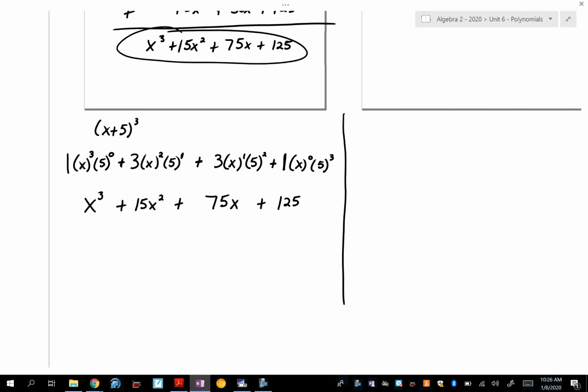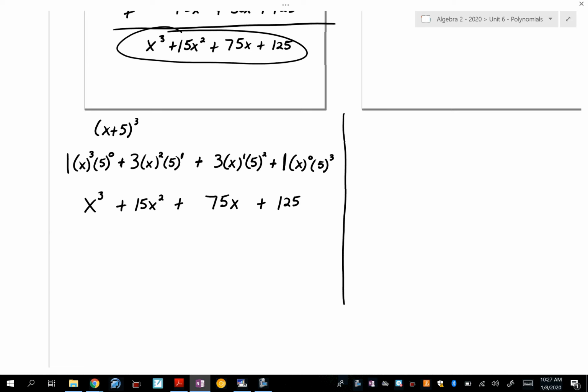So in this order, with the 3, 2, 1, 0, 0, 1, 2, 3, it's always going to be that order. So if this number had been a 6, then it'd be 6 and 0, then 5 and 1, then 4 and 2. You always have to add up to the original exponent.